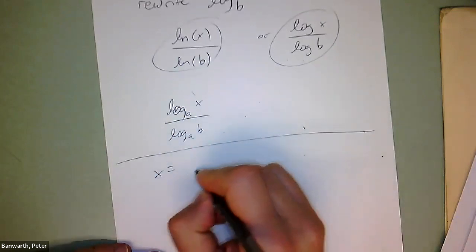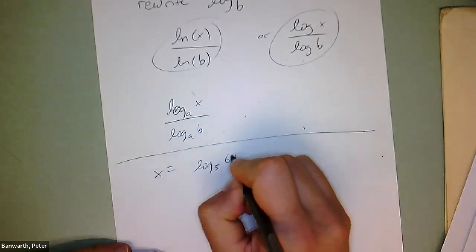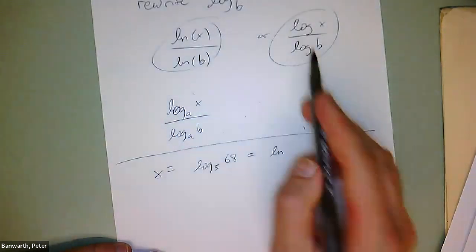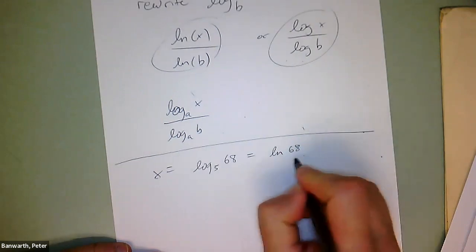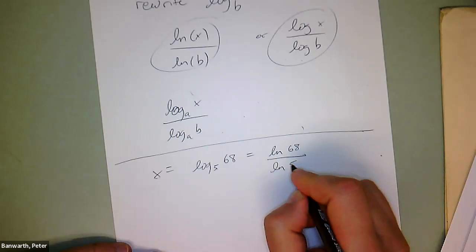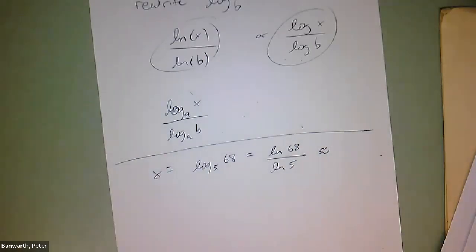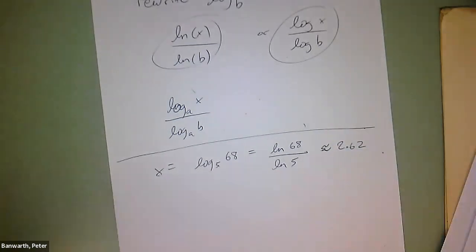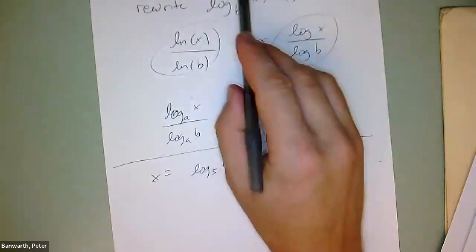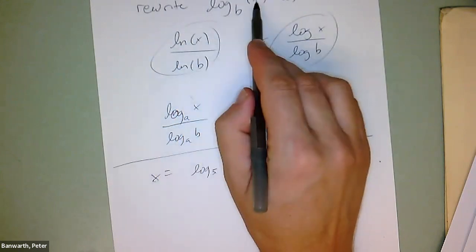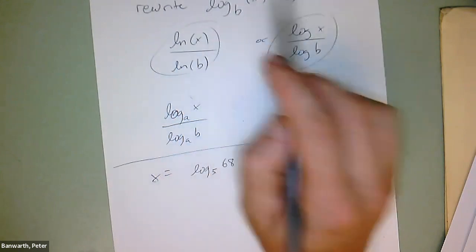So I had x is log base 5 of 68. So I can rewrite that as natural log of 68 over the natural log of the base. And now I can use my calculator to figure that out and get an approximate decimal. It's approximately 2.62. So this rule again says if I have a log base b of any number, I can rewrite it as a natural log of the number divided by natural log of the base.